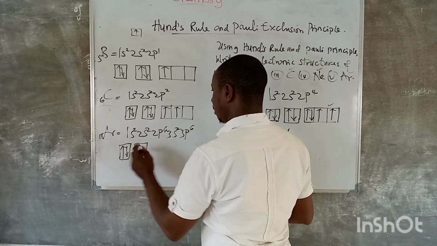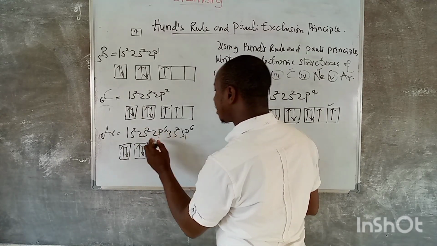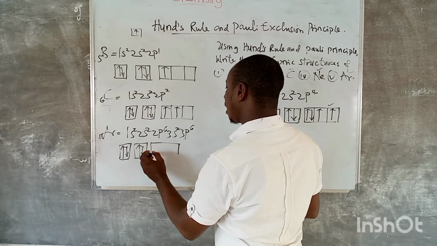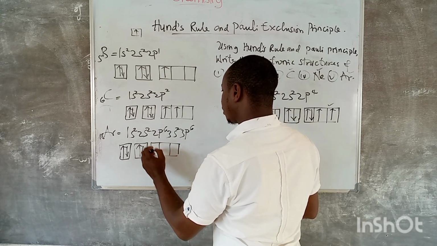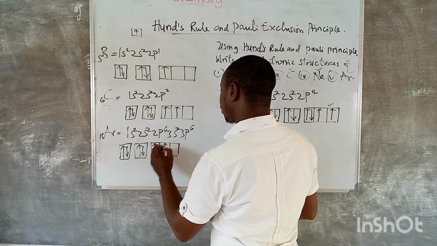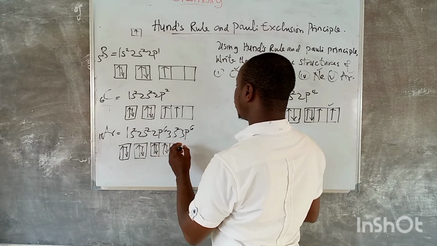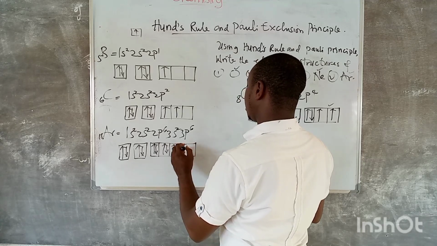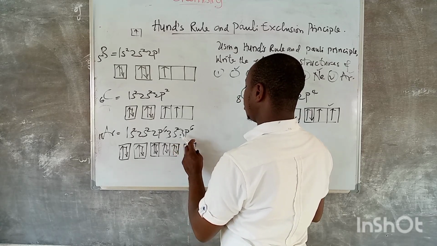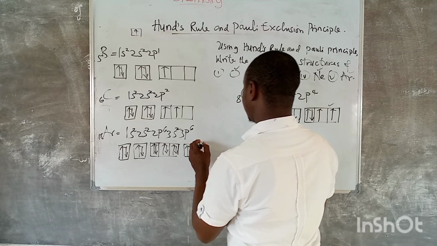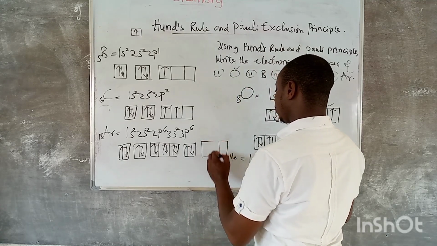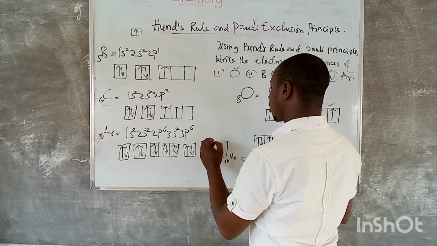2s2 still has 2 electrons. Now 2p6. Don't forget that p has 3 orbitals, and you have 6 electrons there waiting for you. Now 3s2 is there. This is 3s2. Now 3p6. 6 again. Three orbitals, put the electrons there.